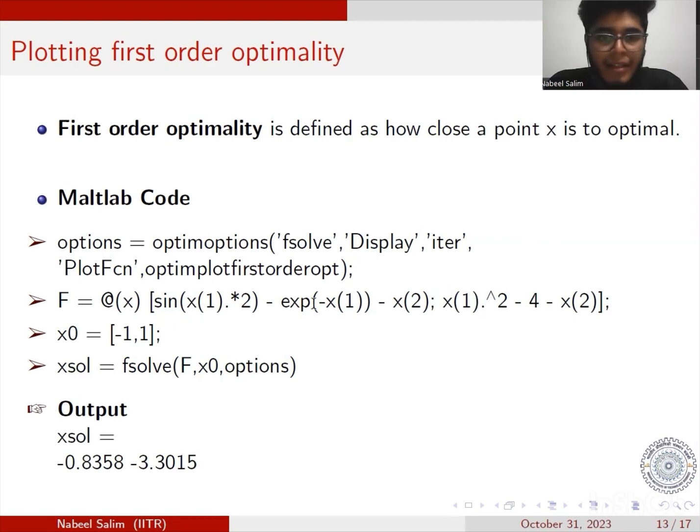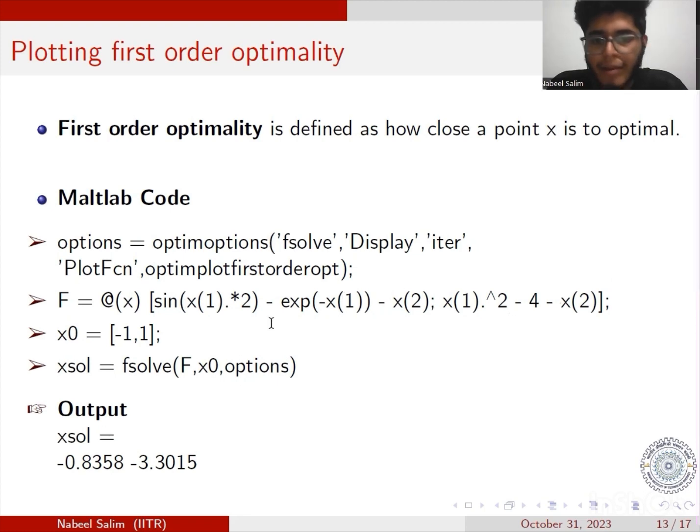Now in the MATLAB code here we have added an extra command called options. Here optimoptions fsolve with Display iter. Display iter will display the iterative display or the iterative table, which I will show in the next slide. And PlotFcn will plot the first order optimality. The plot function will be optimplotfirstorderopt, which is the first order optimality.